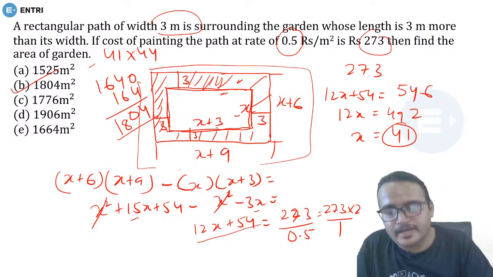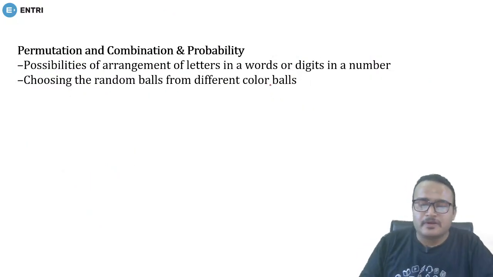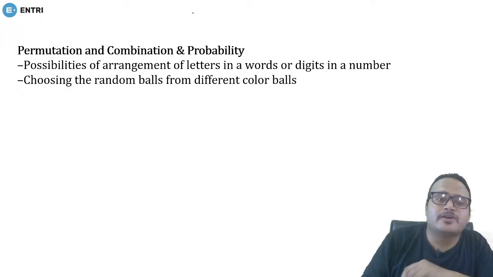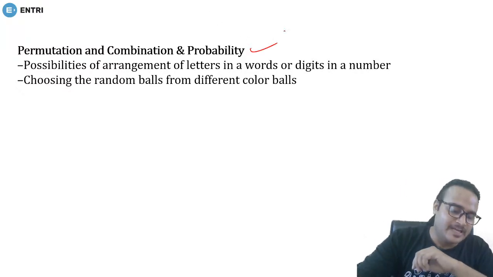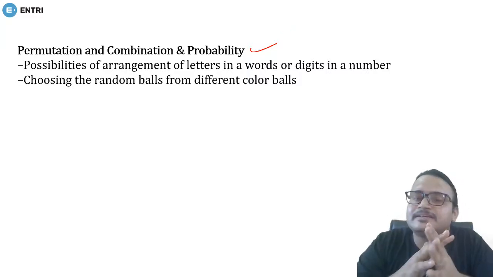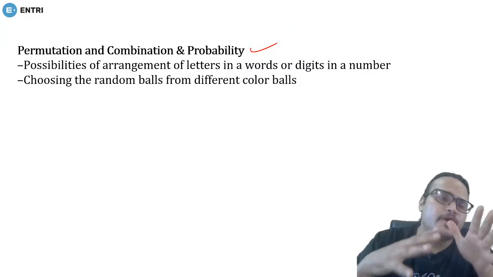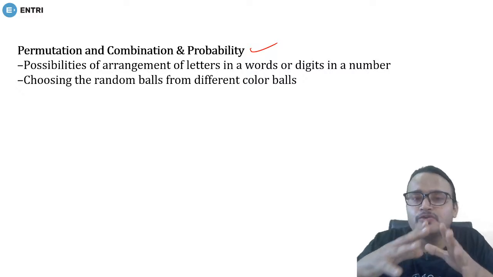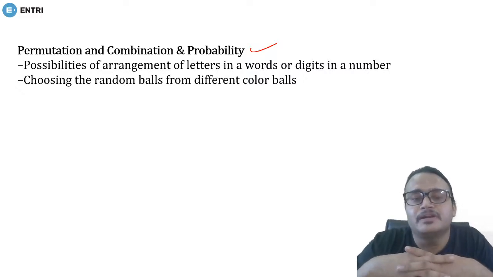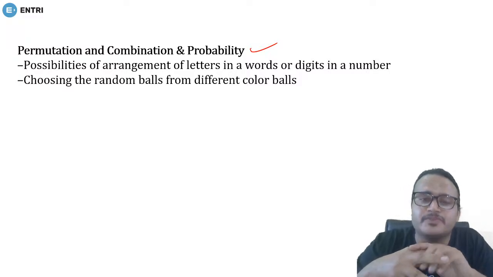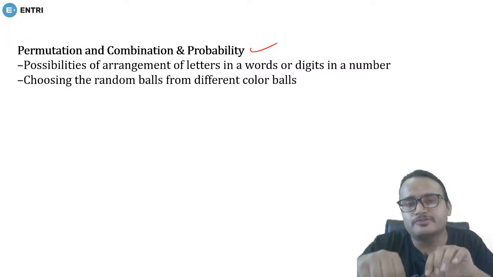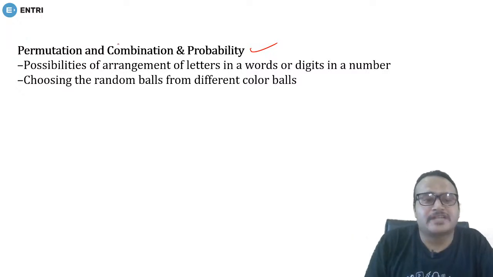Okay guys, another important topic we have is permutation and combination and probability. Sometimes questions are there in the examination from this topic, may or may not be. There is a 50%, a 1 by 2 probability of questions being asked from this topic in the examination. But if a question is asked, here is how to solve it.